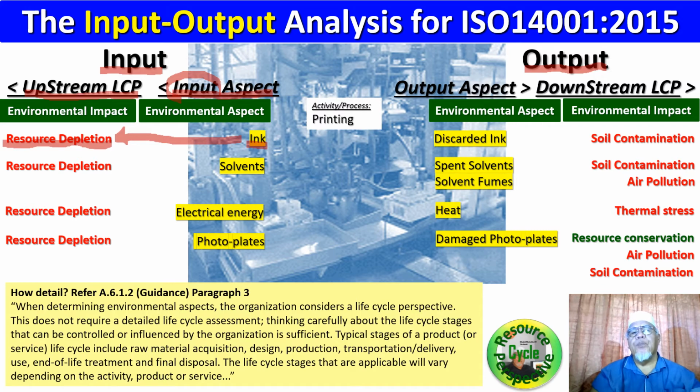That is ink. Let's get to the other end of the equation. Let's go to discarded ink. What is it? An environmental aspect, but it is an output environmental aspect. So how does it interact with the environment? We have to look at its life cycle perspective. Which direction?